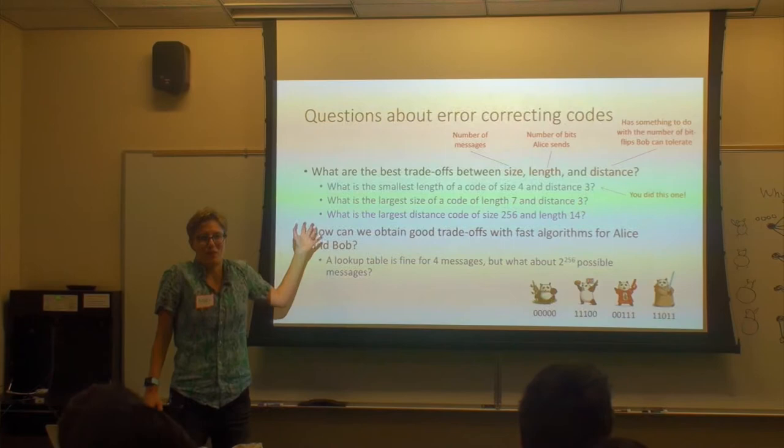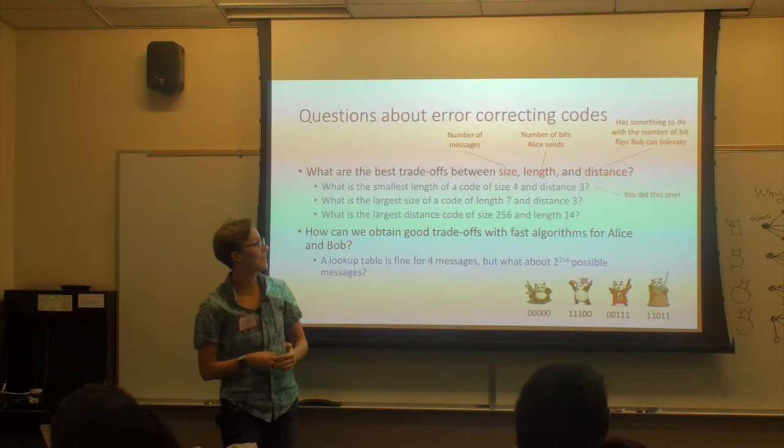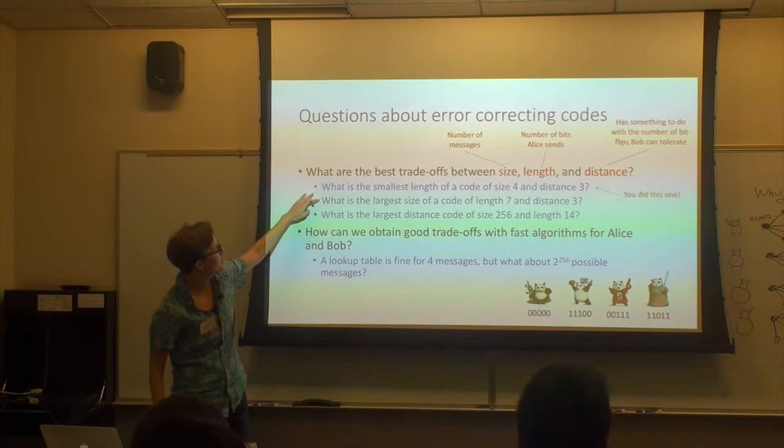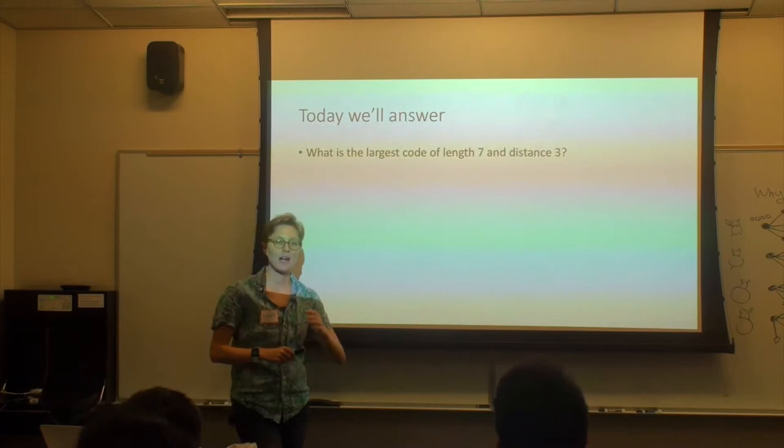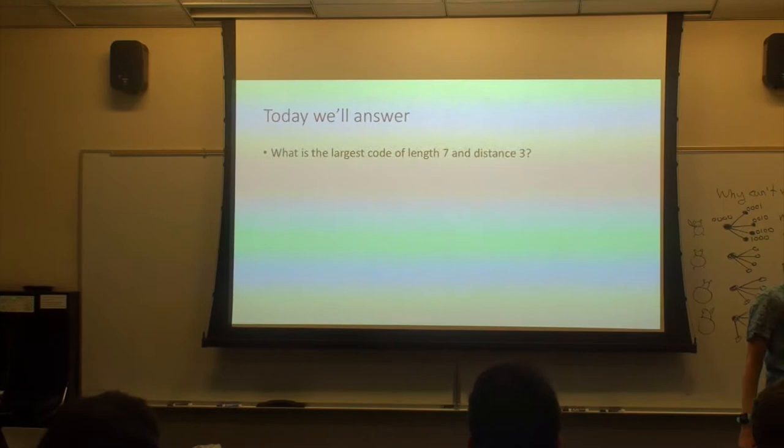But there is a lot we do know, and there's been a tremendous amount of progress in the past 70 years. So today, we have time for just this next question. We'll answer, what is the largest code of length 7 and distance 3? And this will kind of get at one of the questions which was asked, which was, how do we generalize thinking about these trade-offs?